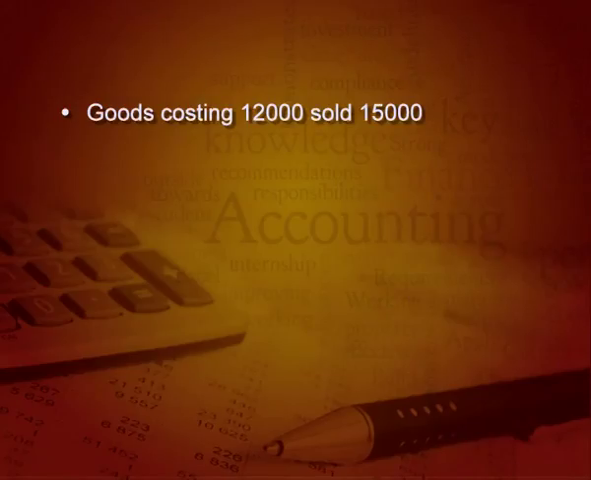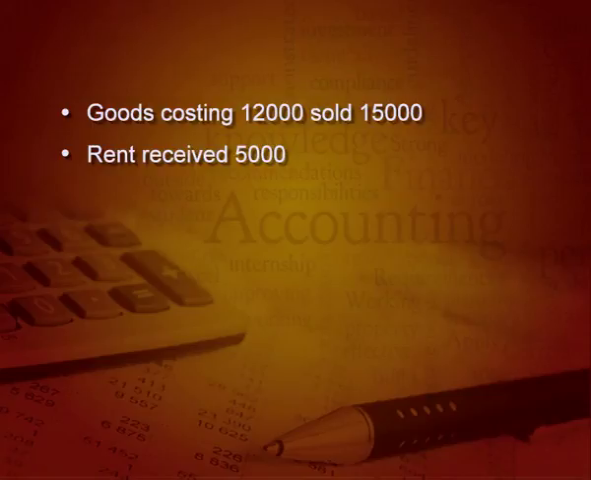Goods costing 12,000 sold for 15,000. Now, goods are reduced by 12,000, cash is increased by 15,000. Now, 3,000 is profit, this will increase our capital by 3,000. Next, rent received 5,000. Now, we are receiving the rent, cash is increasing and rent received is my income. This will increase my capital. So, cash increase, capital increase, rent received.